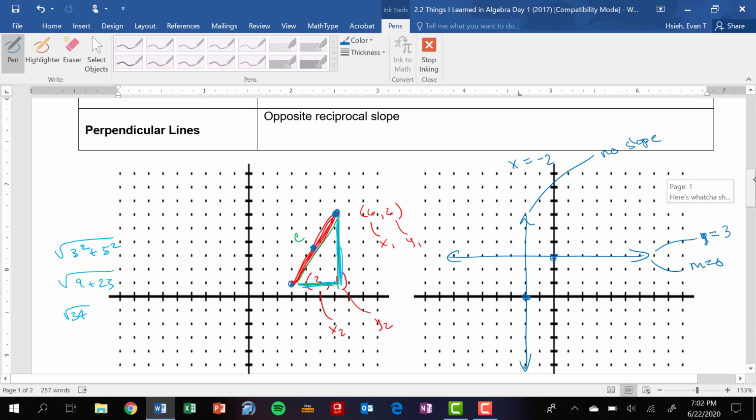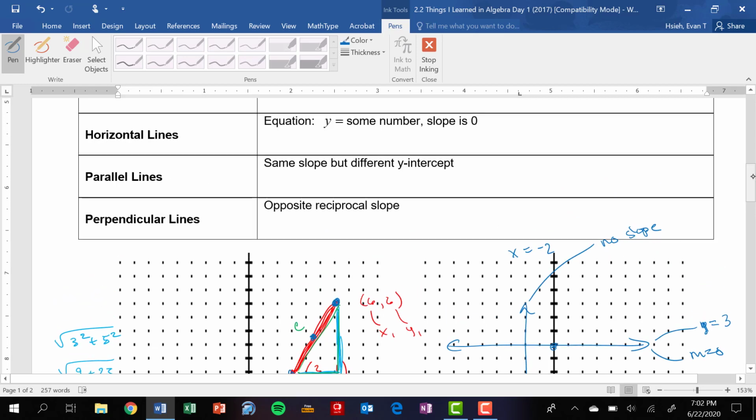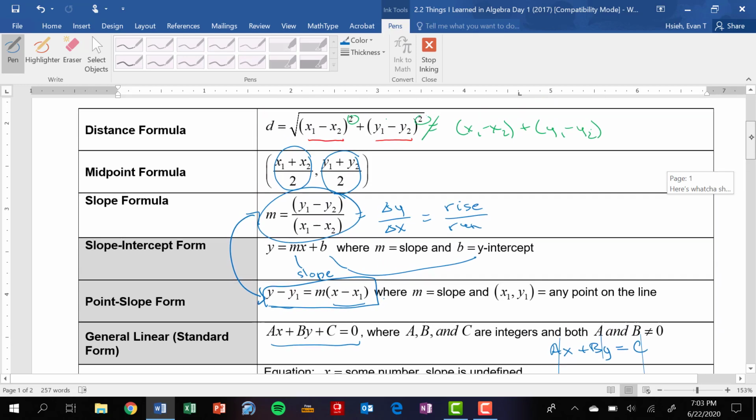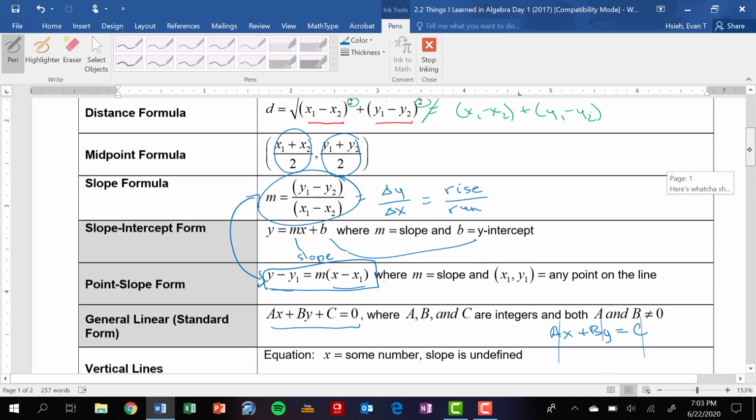The last couple things here that hopefully you remember from last year is that parallel lines have the same slope. They just have different y-intercepts, and perpendicular lines have opposite reciprocal slopes. So if I have a slope that's 2/3, the slope of the perpendicular line is going to be the opposite of that, which is negative, and then the reciprocal is when you flip it, so it's going to be -3/2. Okay, that's the information you need to remember, at least for now, from last year.